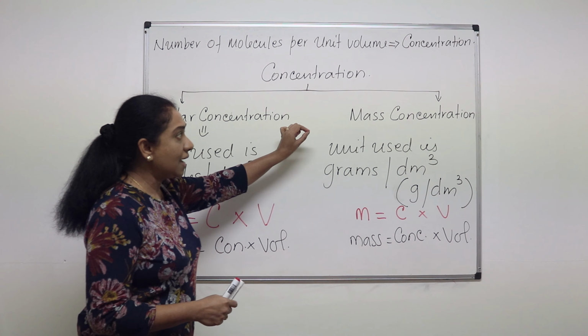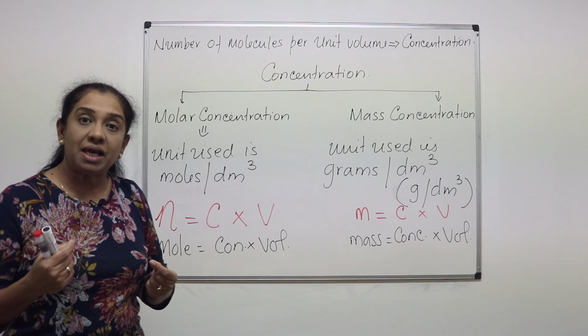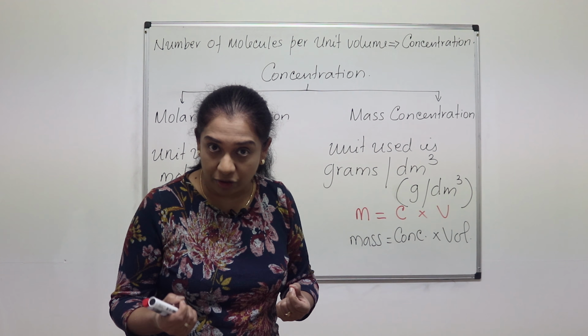In the case of mass concentration, the equation is going to be m is equal to C times V. m stands for mass, C stands for concentration, and V stands for volume. So I have also shown you both ways, writing in word and in abbreviation. m is equal to C times V. So these are the two different ways we will be asked to calculate the concentration in our exam questions.